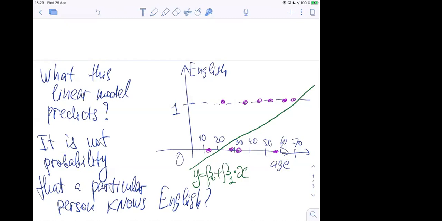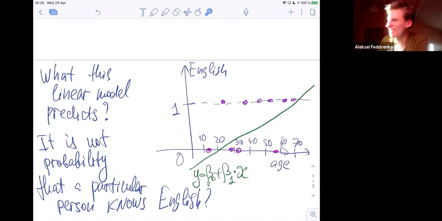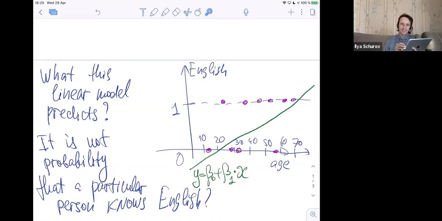Сейчас, нам нужно что-то сделать. Yeah. Простите, у нас проблемы технические. Okay.